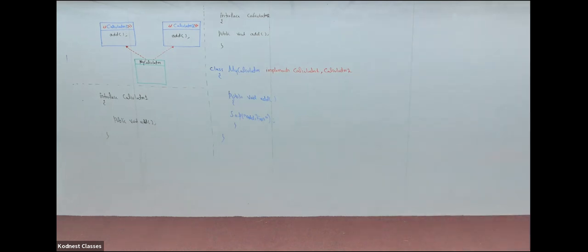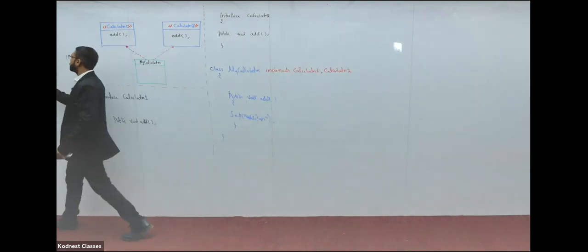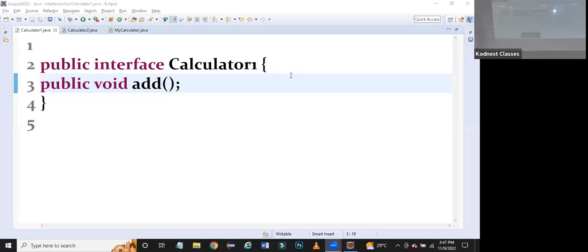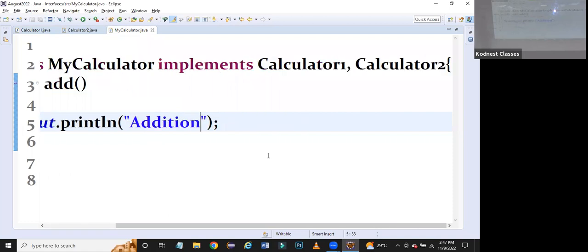If you check the code, the same code is typed here. This is interface Calculator1, which has only add without the body. This is interface Calculator2, which has only method add without the body. This is MyCalculator. It implements Calculator1 and Calculator2. Showing the full code. Any error it is showing? No error.